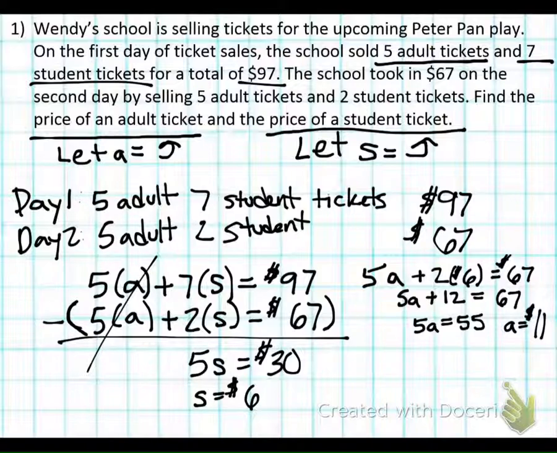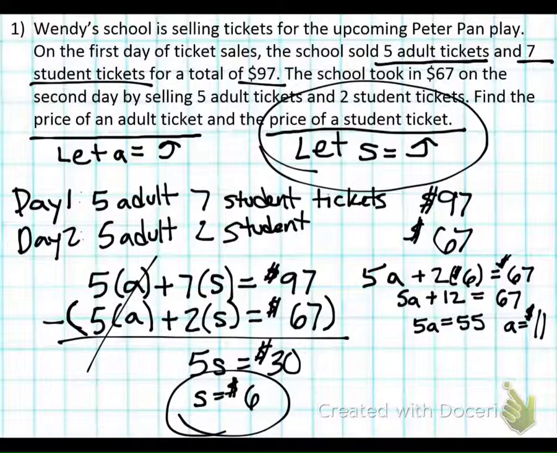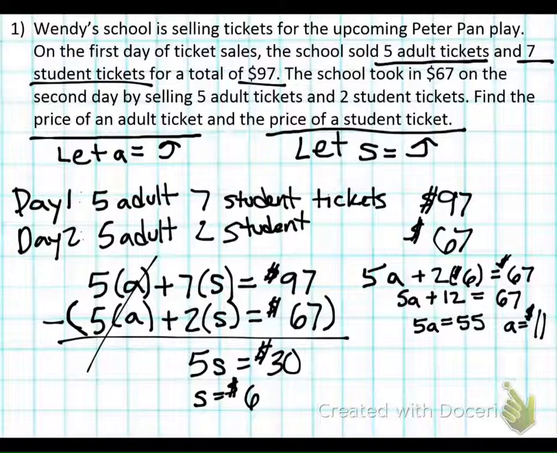reasonable and makes sense. So S equals 6 means that the price of a student ticket is $6. Okay, so that's reasonable, that makes sense. Then my next answer is A equals 11. So remember, A was the price of an adult ticket. So it makes sense for the price of an adult ticket to be $11.